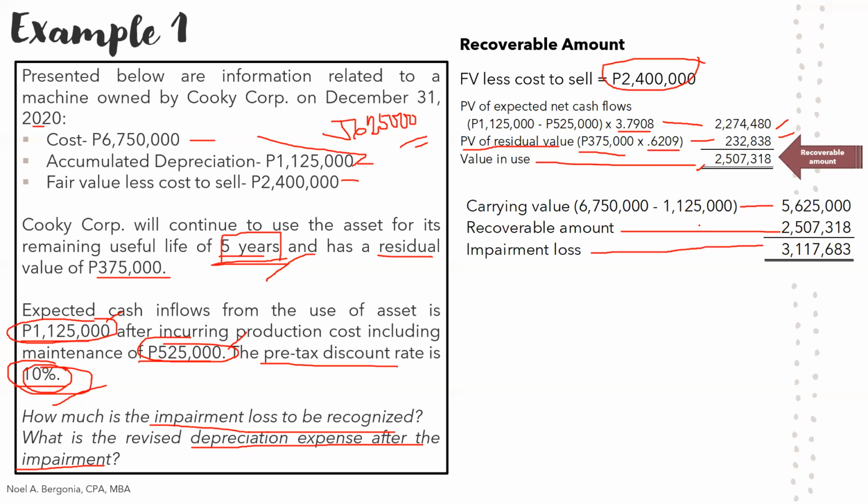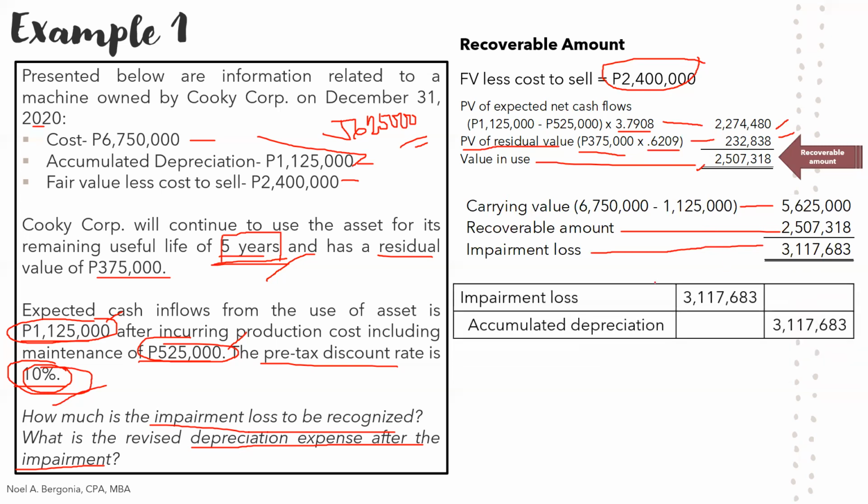Okay, so how do we record it? So for the impairment loss, it would be debiting impairment loss 3,117,683 and credit accumulated depreciation 3,117,683. Sir, accumulated depreciation talaga?